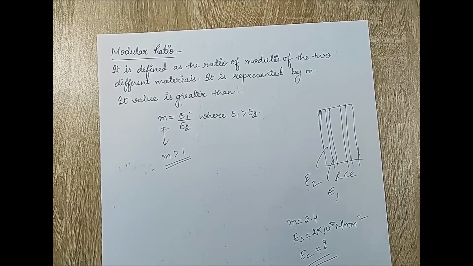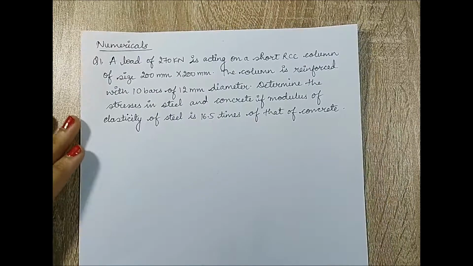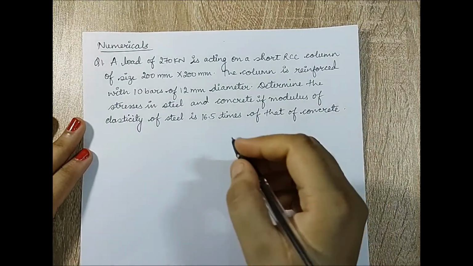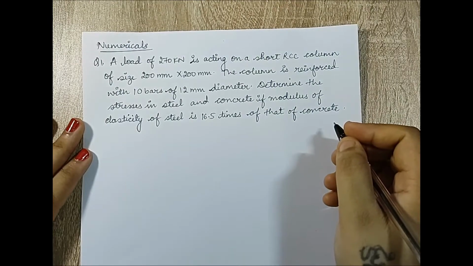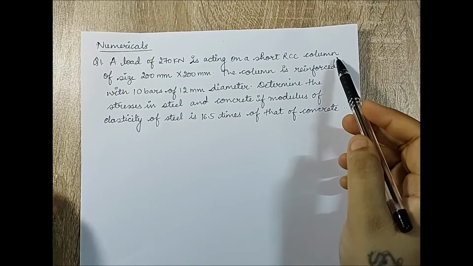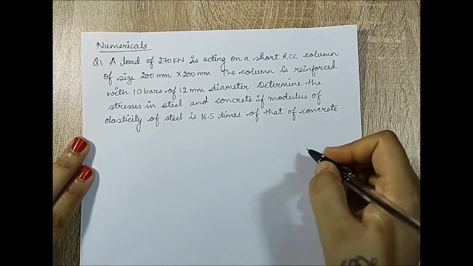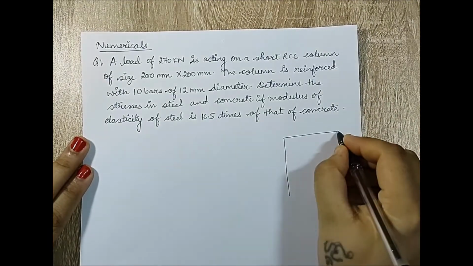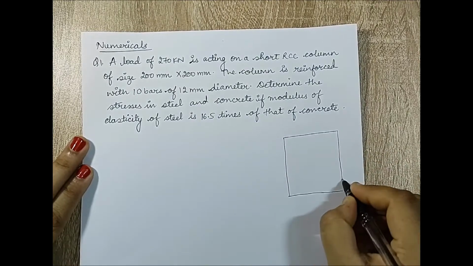So these are the two concepts which we need to know. Based on this, I'll be solving two numericals now. Let's take up the first one. A load of 270 kilonewton is acting on a short RCC column of size 200 mm by 200 mm. So suppose if you have a column like this, the size is going to be 200 by 200.